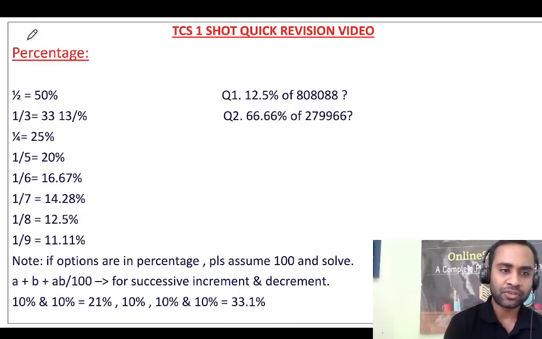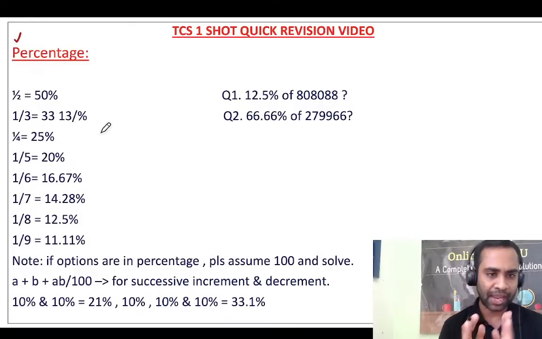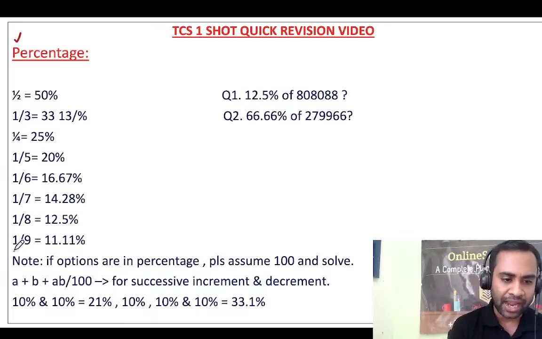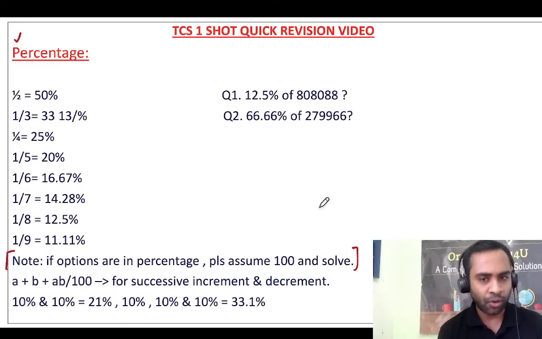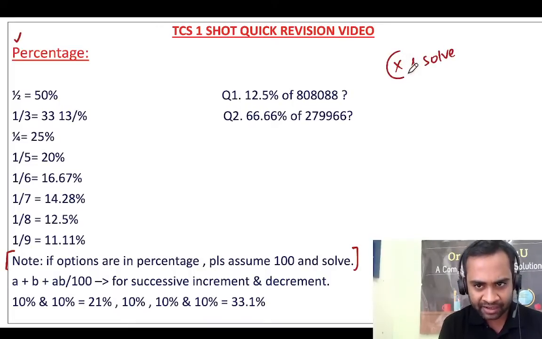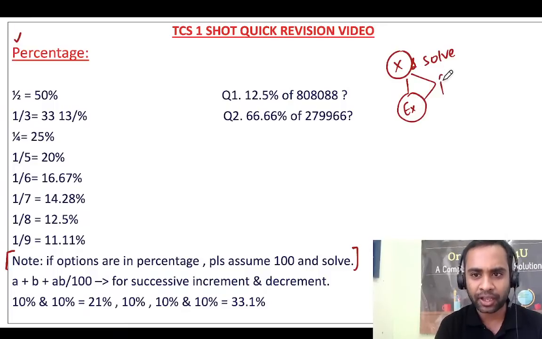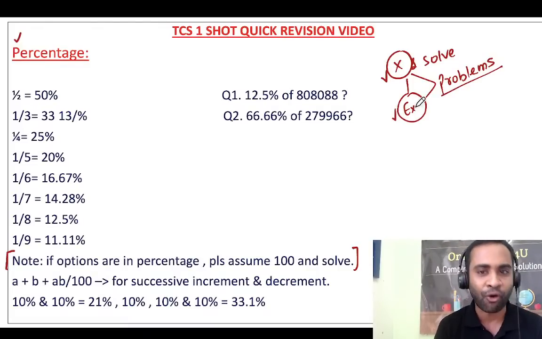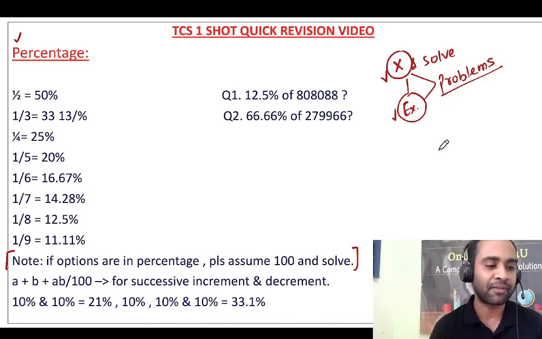Okay, now friends, next topic is percentage. So I am giving you the basic idea of the question. Now in percentage, one thing I have taught you: don't take x and solve. See, x in maths or x in real life, these are for creating the problems. So always in your whole life, try to ignore x as much as possible, otherwise it will create problems.